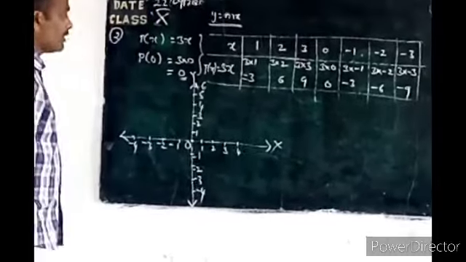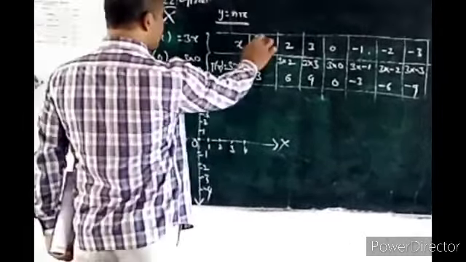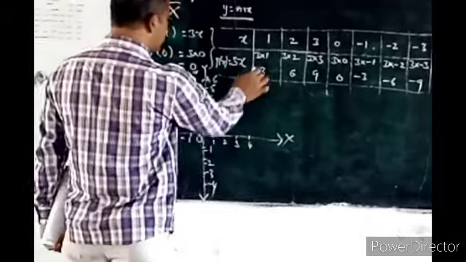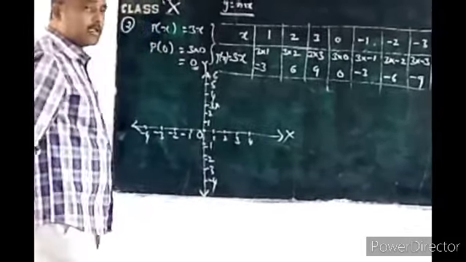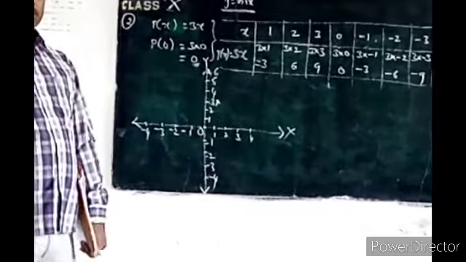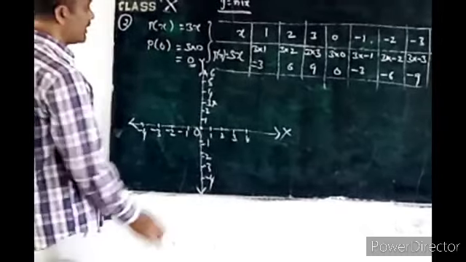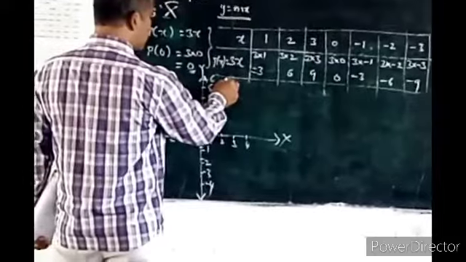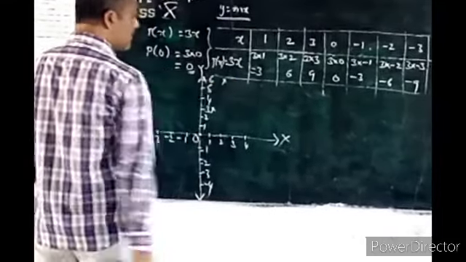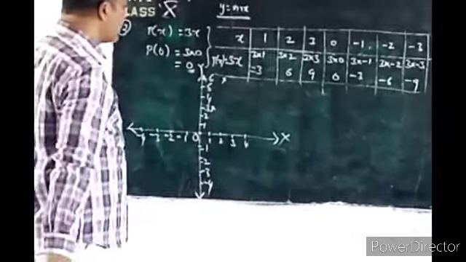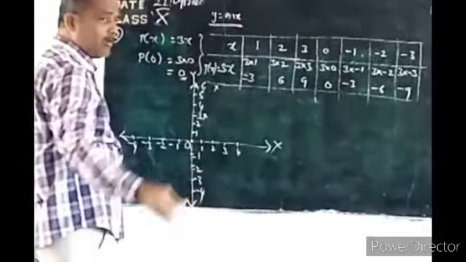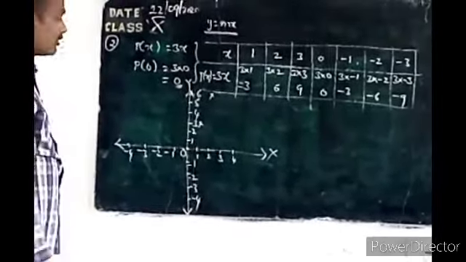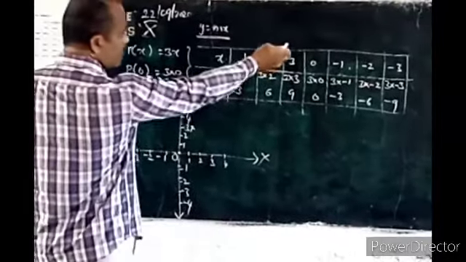Now when x is equal to 1, what is the value? 3. So we have to plot like this, either with a cross mark or a dot. Next, when it is 2, the value is 6. Next, when it is 3, 9. It will go upward. In your graph, you have much space, so you may plot that also. Next, p of 0.